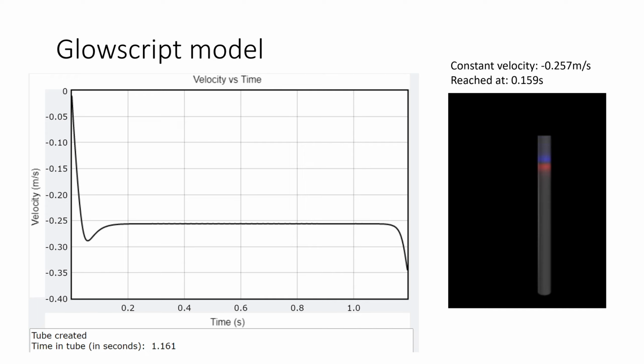So this is our model here. We have the magnet falling through the tube with the south end being the blue side and the north end being the red side. And it's seen that the velocity is changing up until about 0.159 seconds, and at this point it reaches a constant velocity of negative 0.257 meters per second. The time the magnet spent in the tube overall was about 1.161 seconds, and this is about the same time that it was dropping through the aluminum tube in the experimental model.